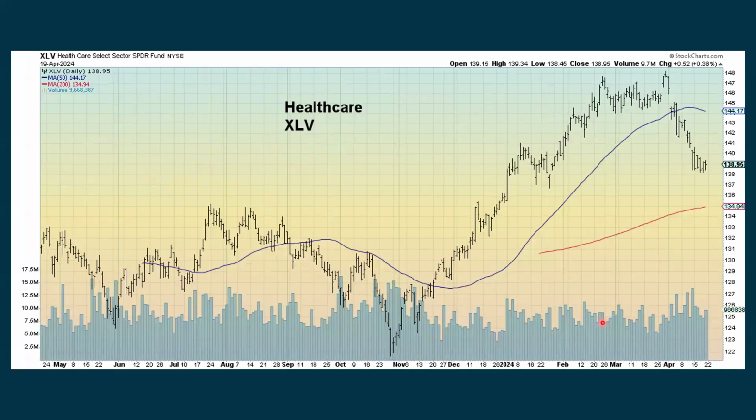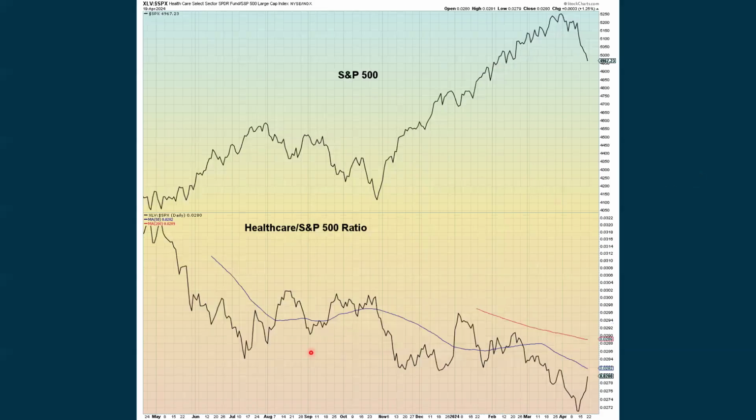Healthcare, another thing that you have to have no matter what's going on in the economy. It's in an uptrend by itself, lately seeing some weakness and really underperforming when we compare it to the S&P, even though it has bounced back recently.